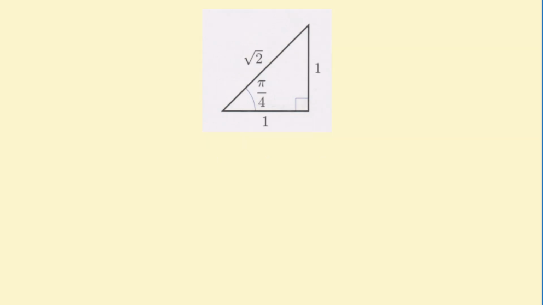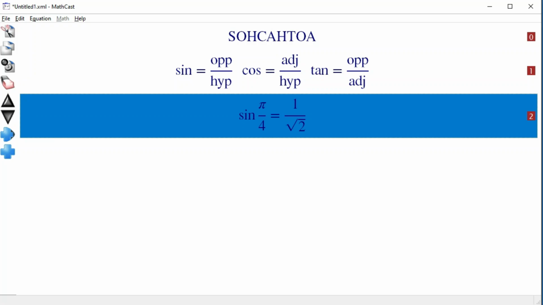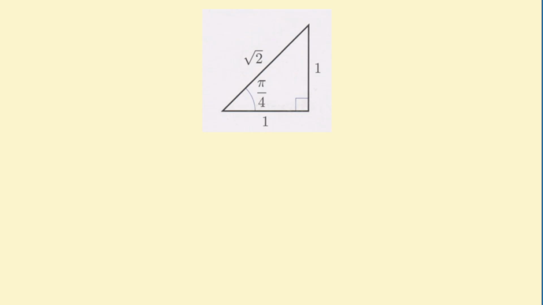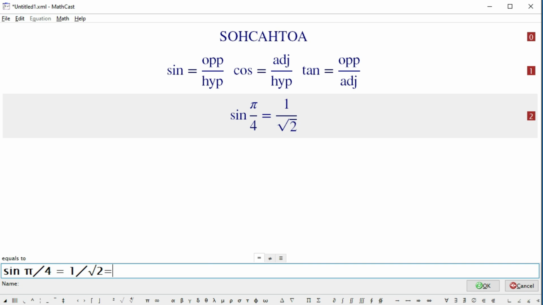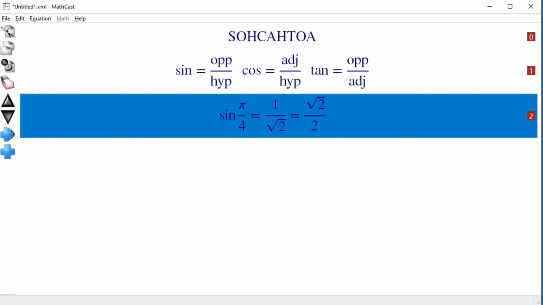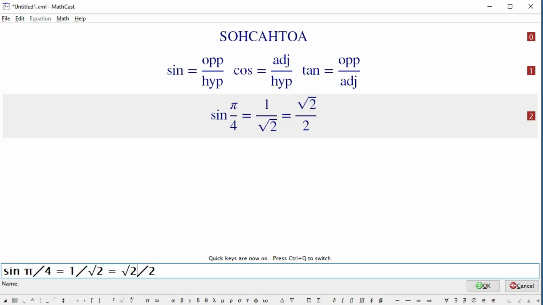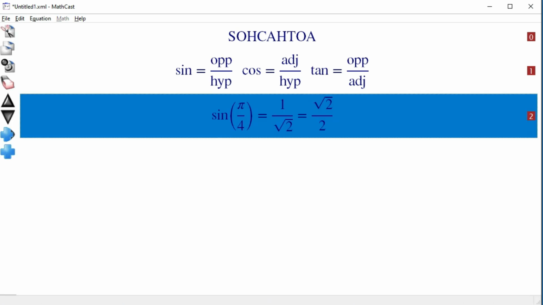So let's have a 45-degree triangle. So sine of pi by 4, sine is the opposite over the hypotenuse, 1 over root 2, which you can actually make a bit tidier by saying it is root 2 divided by 2. And then just to back it up, because it makes it look a little bit better, having brackets here, sine pi by 4 is that.